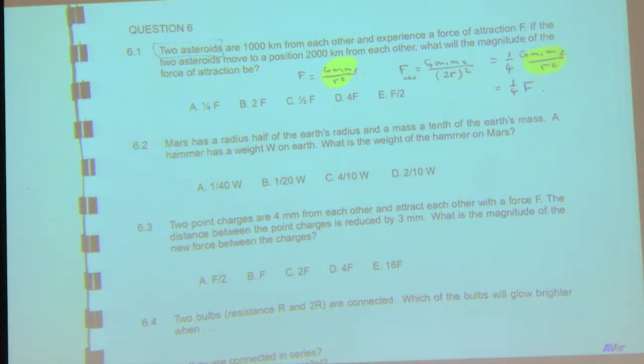Doesn't give any answers. Okay. If you work them out, one of them is the same as that. Which one? 4. Perfect.